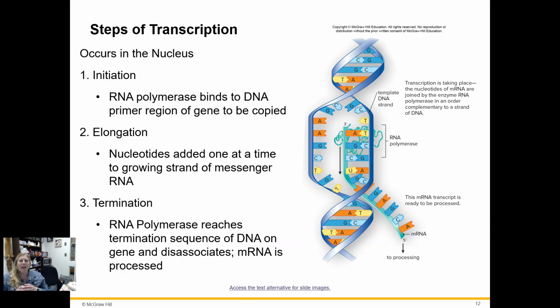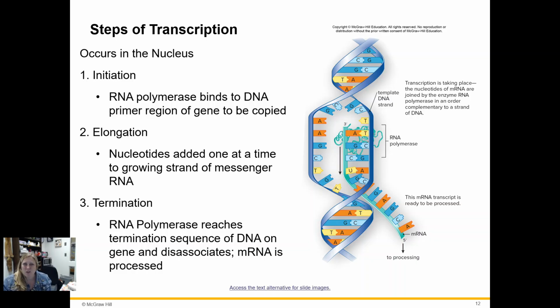So it's going to bind to the primer region or the start region of a gene, and it's going to begin unzipping the DNA. As the RNA polymerase moves down the strand of the DNA, we're going to add nucleotides one at a time from one of the strands, the template strand of our DNA. Once we reach the end of the gene, there is a termination sequence that will stop RNA polymerase from going any further, and the mRNA gets processed.